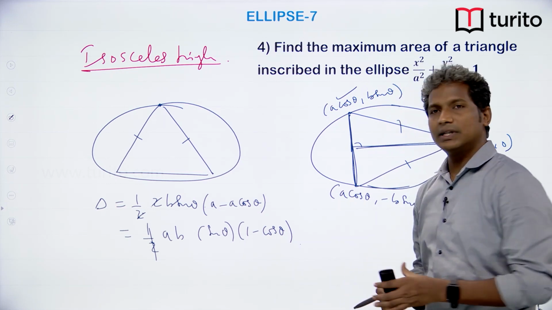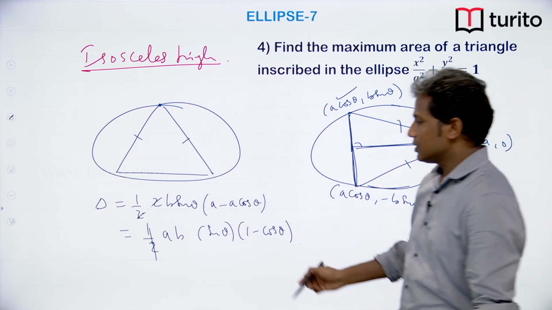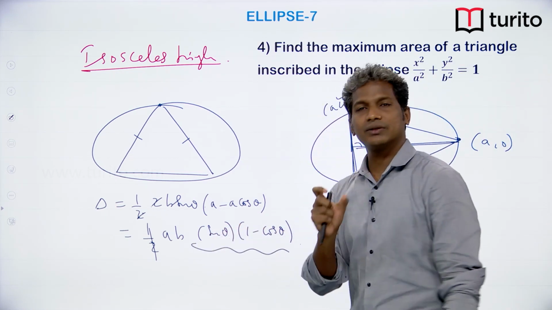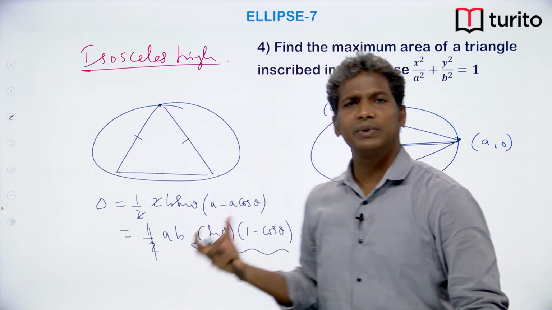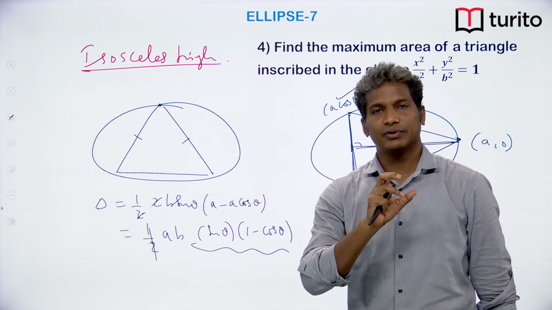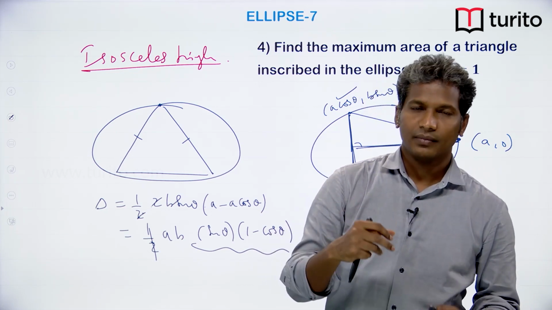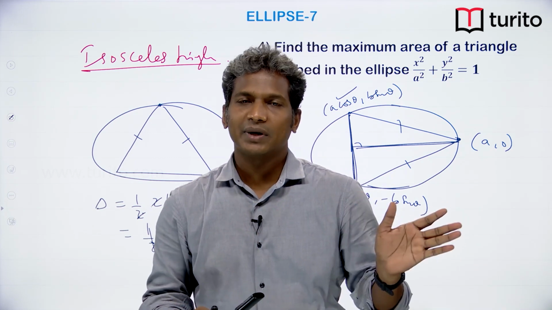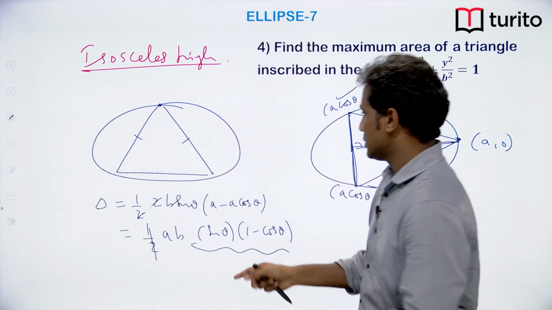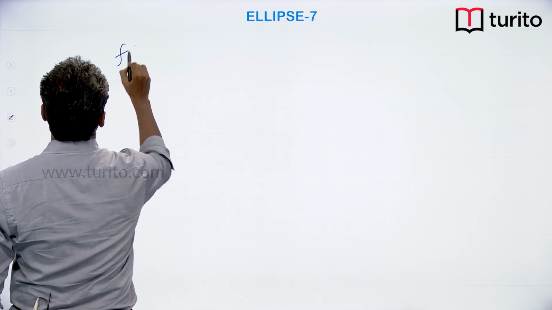Now, we want to find the maximum area possible. So, let us take this variation of theta, because a and b are anyways constant. Let us take this variable term as an objective function and maximize it. When we say objective function, basically we are going for the maxima minima technique of calculus. So, let me just take this as f of theta.